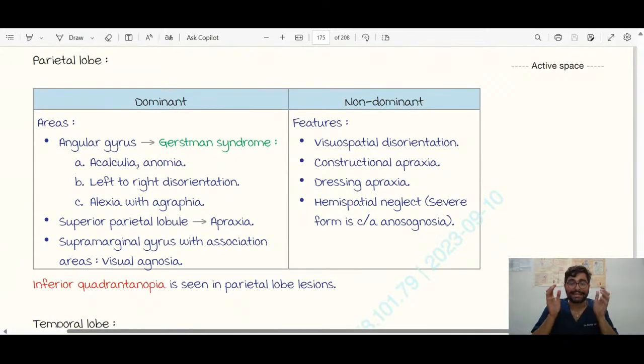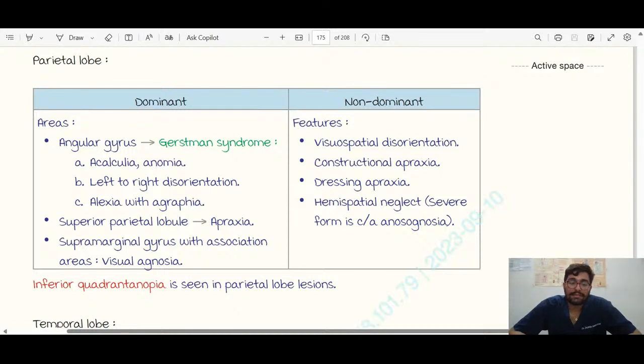Then let us discuss the parietal lobe. The angular gyrus area gives Gerstmann syndrome: acalculia, finger agnosia, left-right disorientation, and alexia with agraphia, plus superior parietal lobe apraxia. You can Google these words if you are confused, so no need to worry about these medical terms. It's simple. You Google, I also Google, and you learn everything.